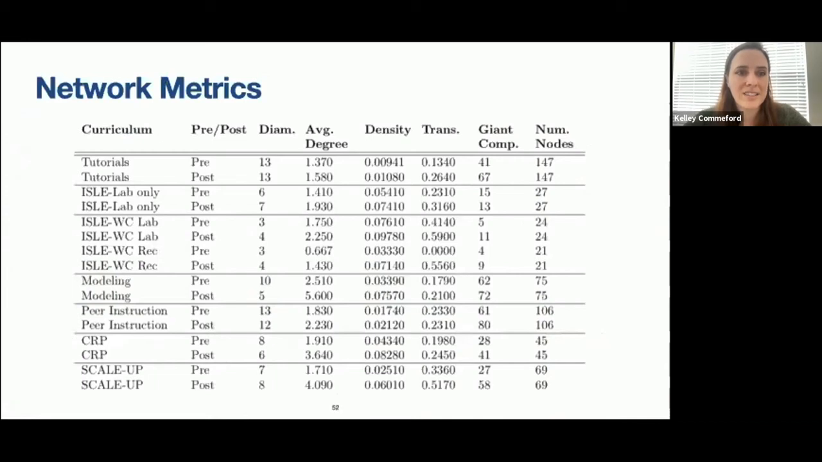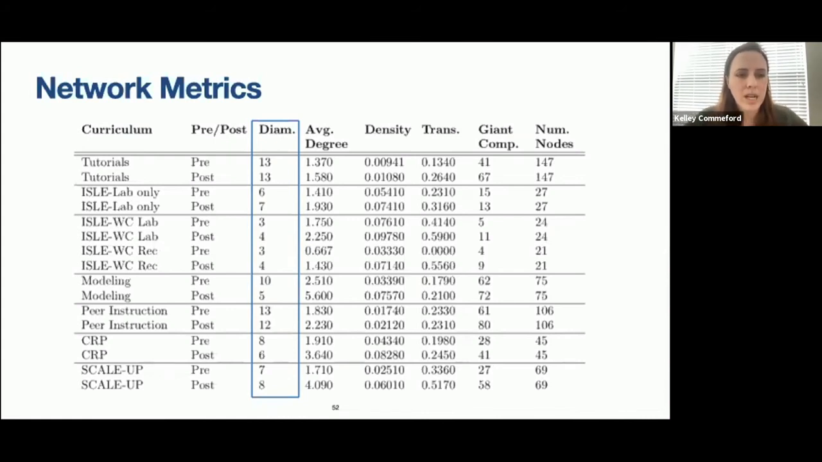All right, so now let's look at the actual network metrics that arise. So diameter is a metric that's limited by class size. That's that longest, shortest path between nodes. So the absolute value of the diameter shouldn't be compared.